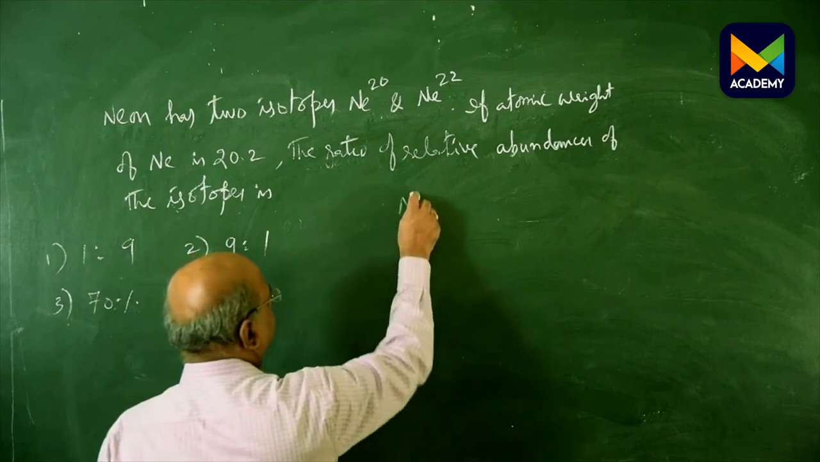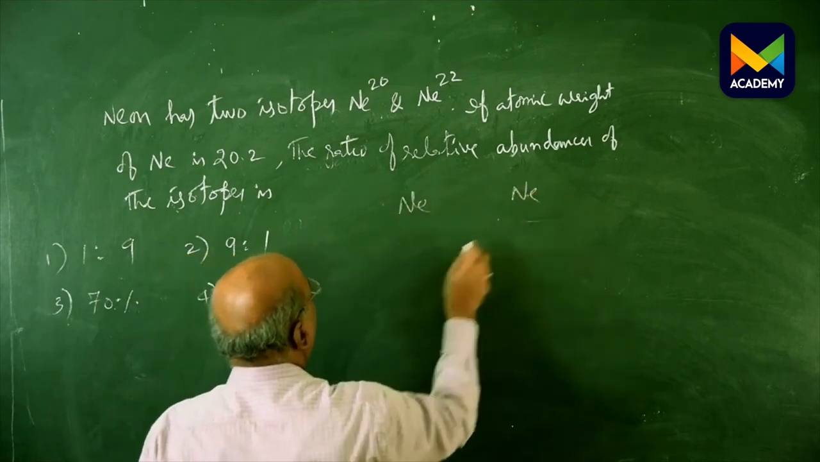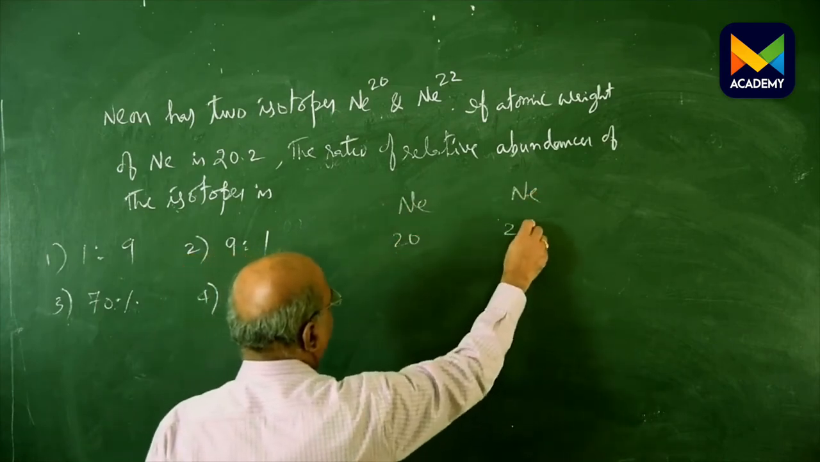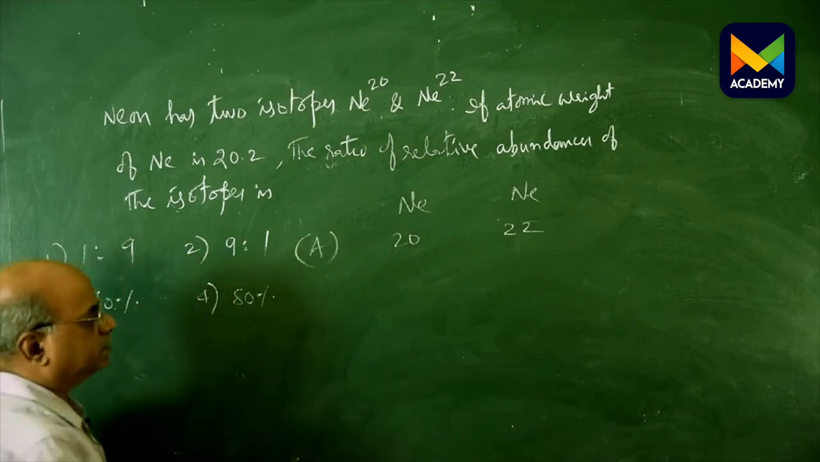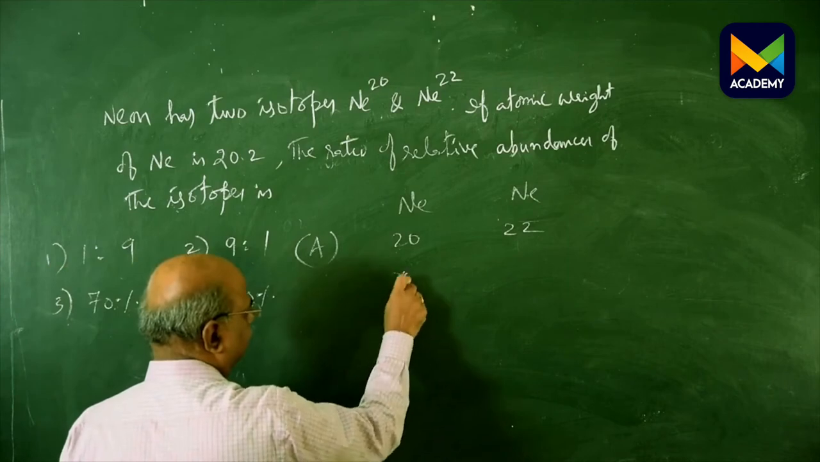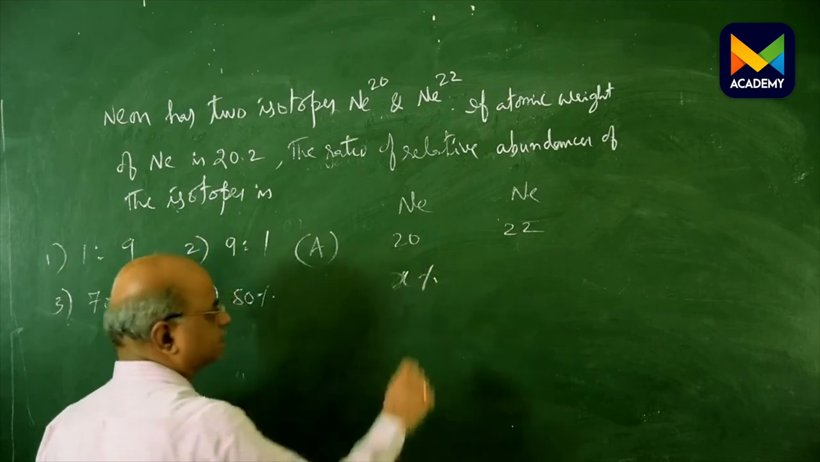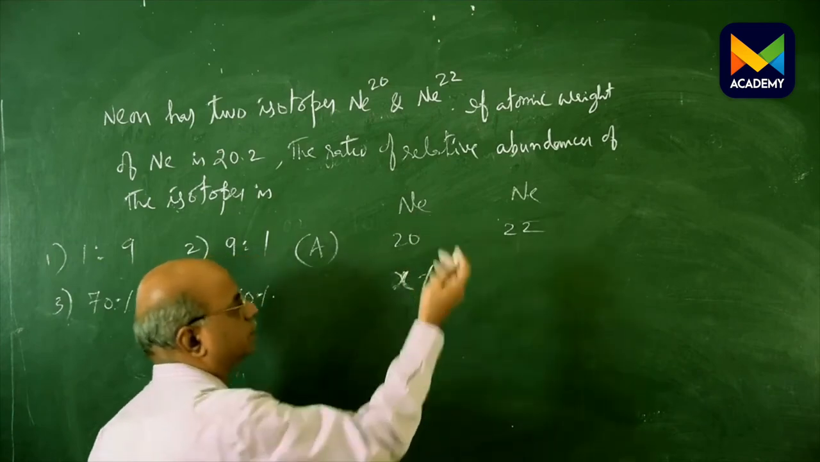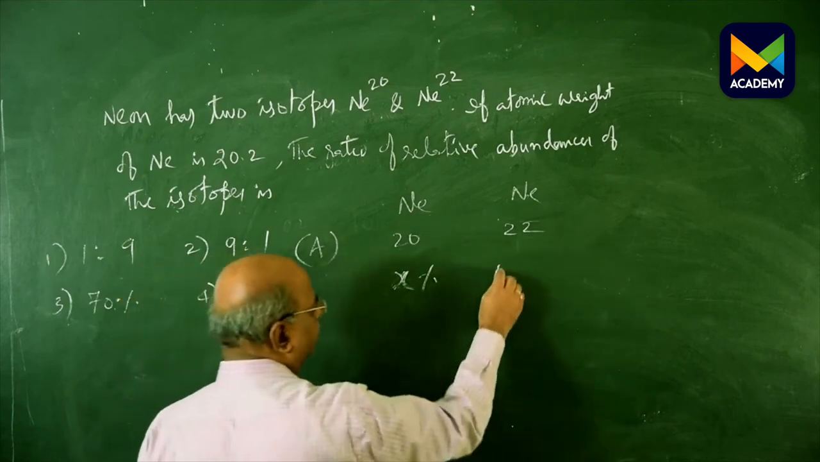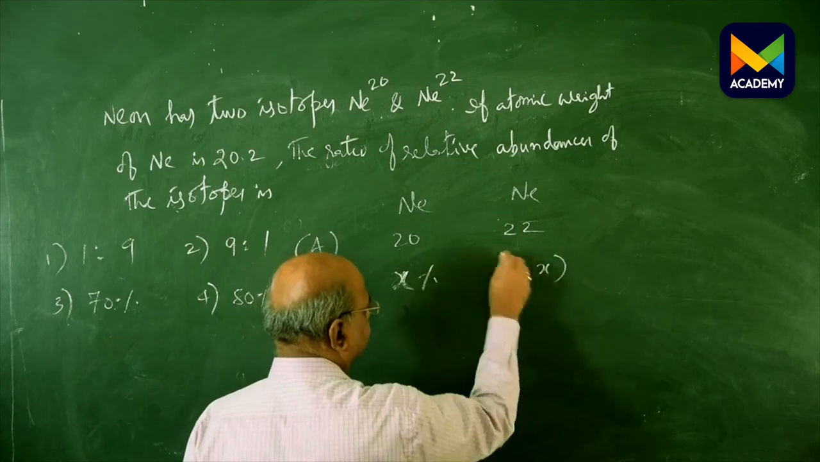Here I write the two isotopes, neon, one is 20 mass number, other one is 22 mass number. This is A mass number. Let us suppose X percentage of 20 mass number isotope is there. And as percentage means only two isotopes, if one is X percent, other should be definitely 100 minus X percentage.